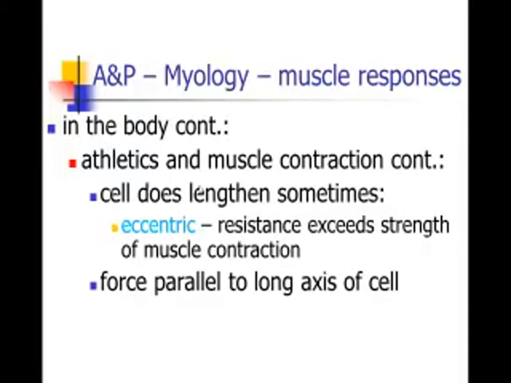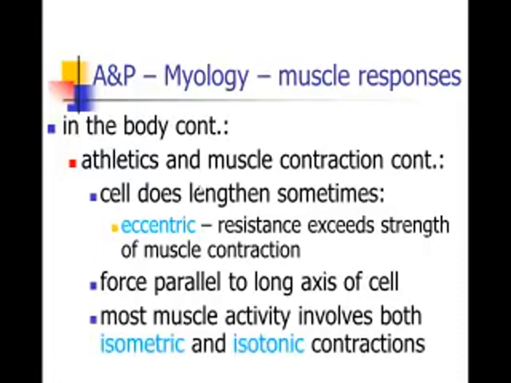When muscles contract, the force that they exert is going to be parallel to the long axis of the cell. So, what do we use when we walk around? Typically, most muscle activity includes both isometric and isotonic. So let me give you an example.